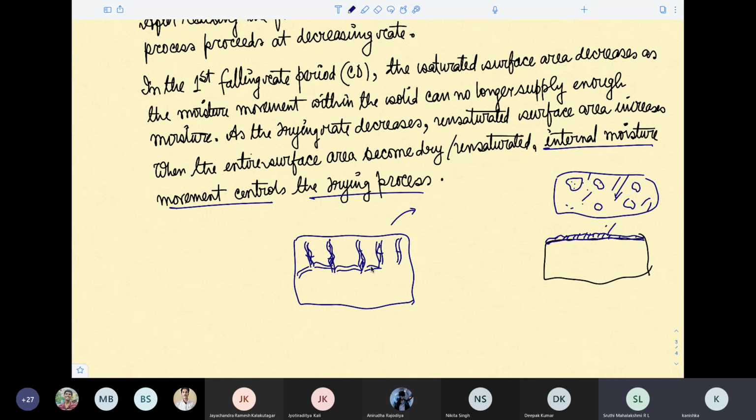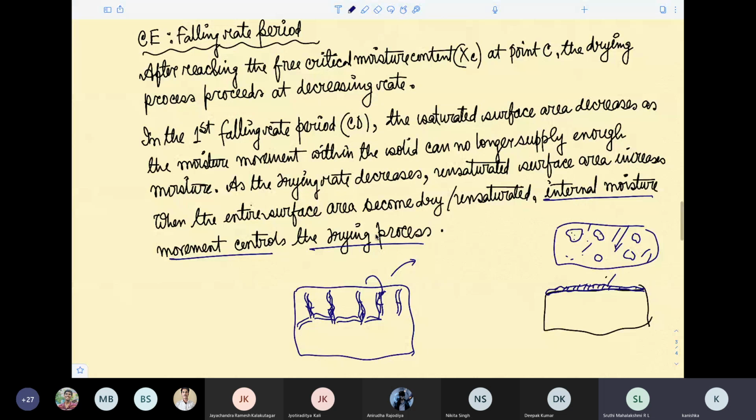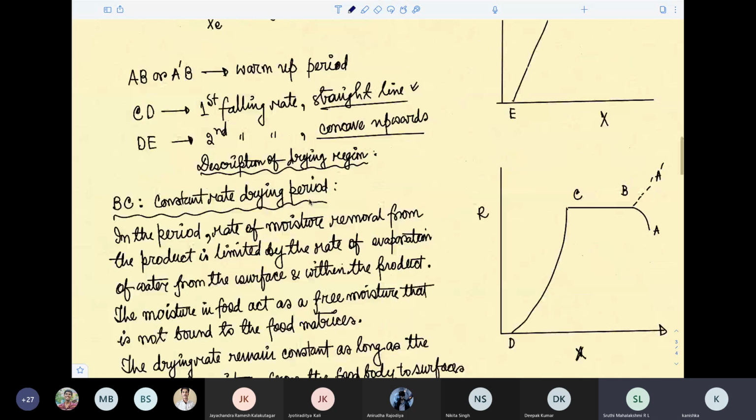So what will happen to the voids? Air will be sucked in. When the air is sucked in, there will be no continuous film of water within the food material, not on the surface, not within the food particles. So that comes under this part DE.